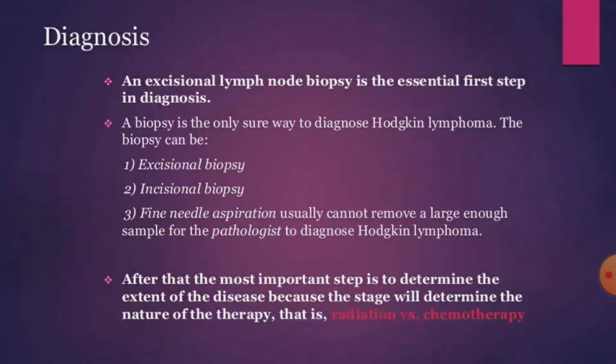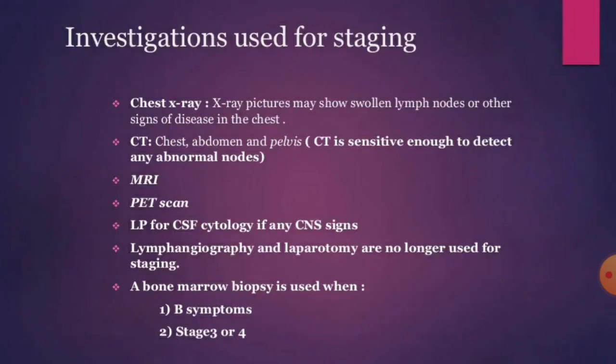After that, the most important step is to determine the extent of disease, because the stage will determine the nature of the therapy, that is, radiation versus chemotherapy. Investigations used for staging: chest X-rays may show swollen lymph nodes or other signs of disease in the chest. CT scan of chest, abdomen, and pelvis is sensitive enough to detect any abnormal node. MRI, PET scan, LP for CSF cytology if any CNS signs. Lymphangiography and laparotomy are no longer used for staging.